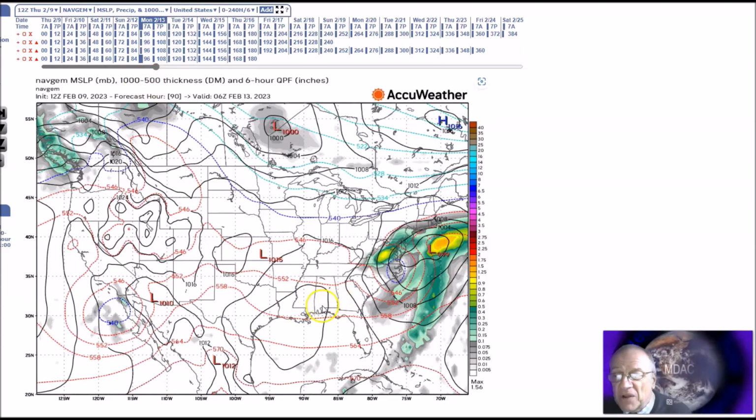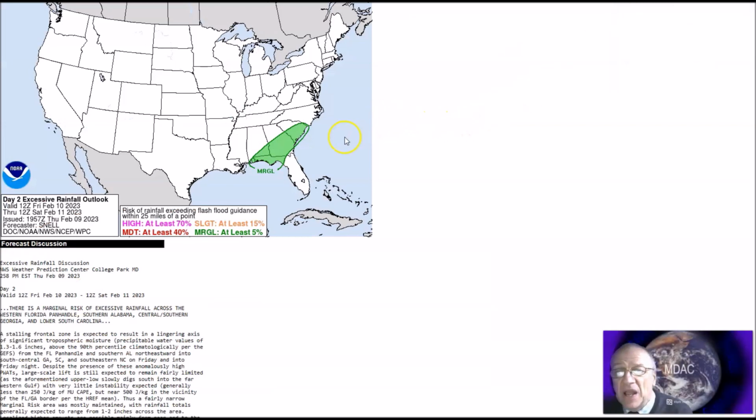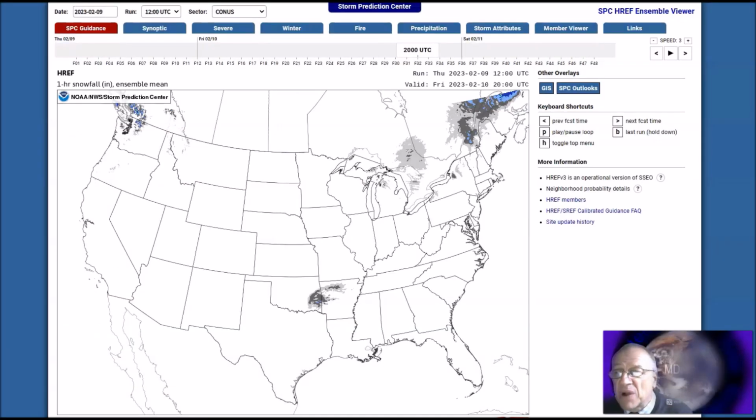So this will bring a lot of rain here across the southeast, and we'll take a look at the NCEP's experimental excessive rainfall forecast. Has a marginal risk of heavy rain exceeding flash flooding guidance here across portions of the southeast. We did take a look at the system, and now we're going to look at the probability of snow.